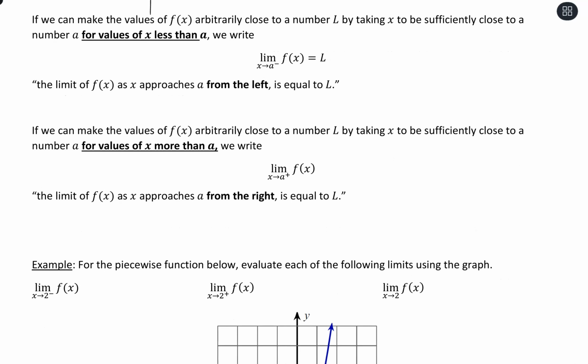Okay, from there, let's talk about one-sided limits. So if we can make the values of f of x arbitrarily close to a number L, so we're getting closer and closer to some output of L by taking x to be sufficiently close to a number A for values of x less than A. So this first one, we're just looking at values smaller.